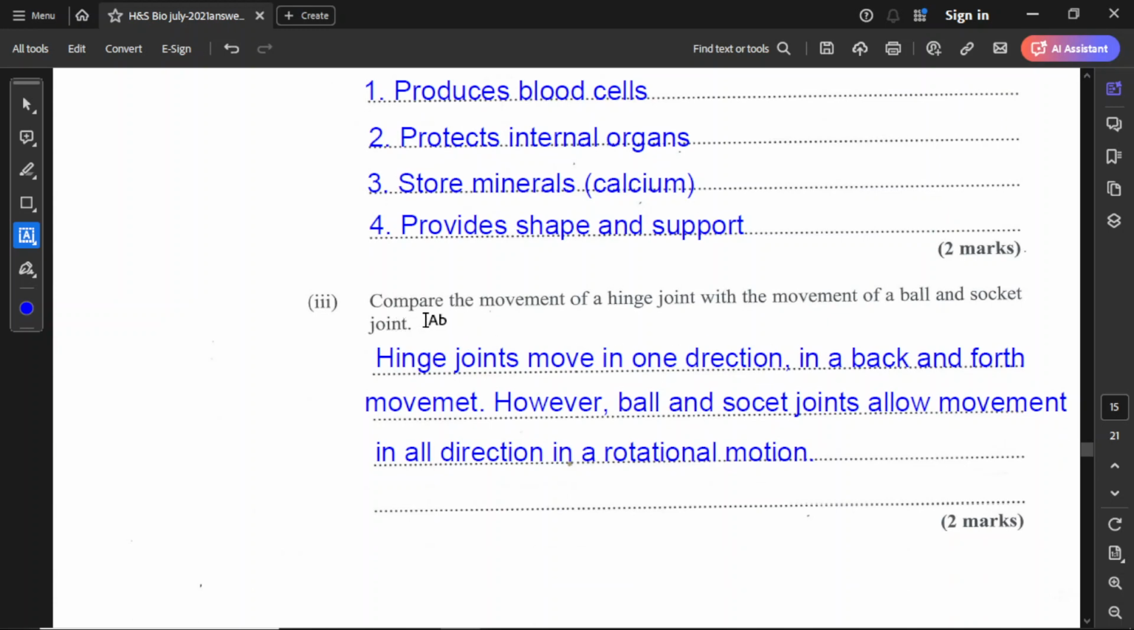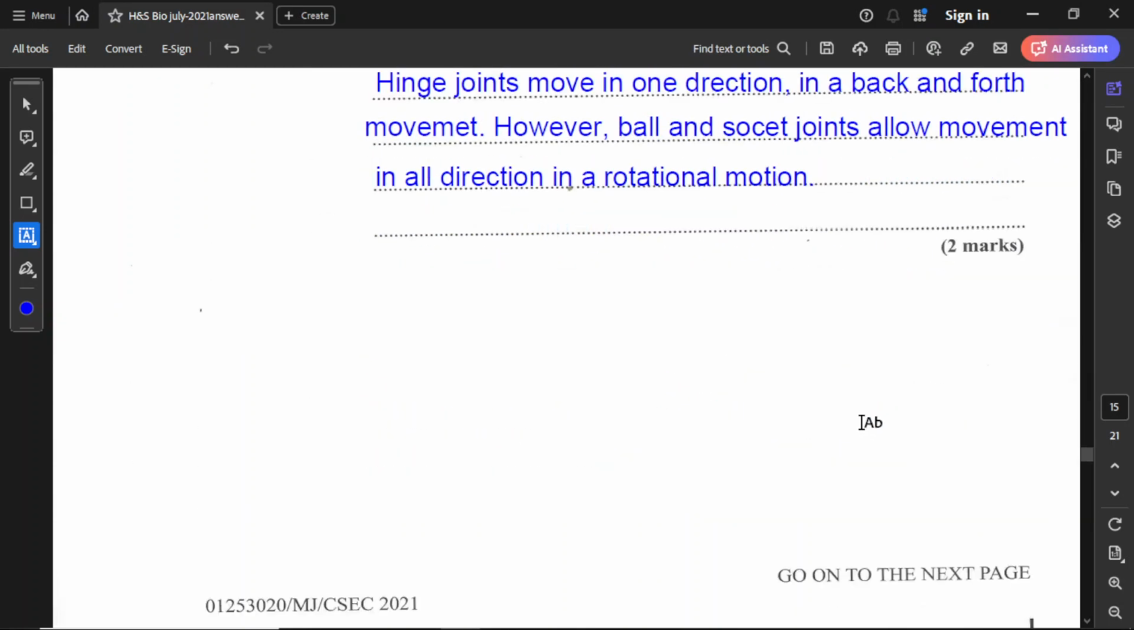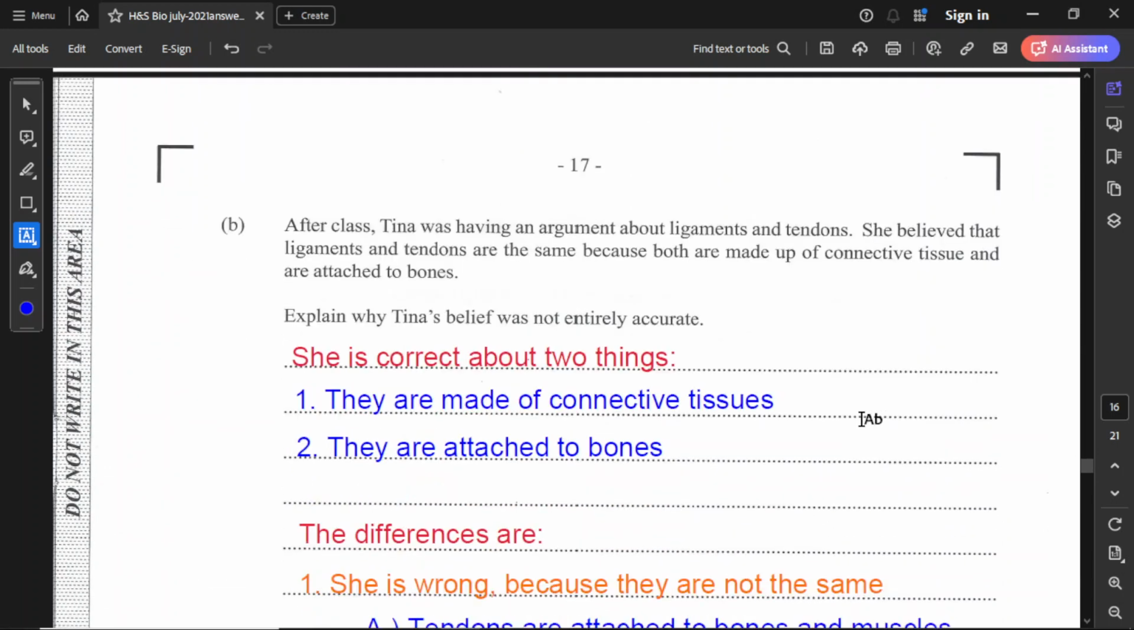Part 3 of this question says compare the movement of a hinge joint with the movement of a ball and socket joint. And of course, a hinge joint moves in one direction, which is a back and forth movement. However, ball and socket joints allow movement in all directions in a rotational motion. All right, so that's the difference right there.